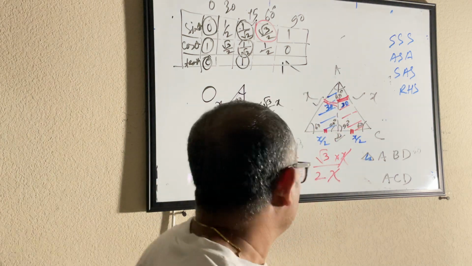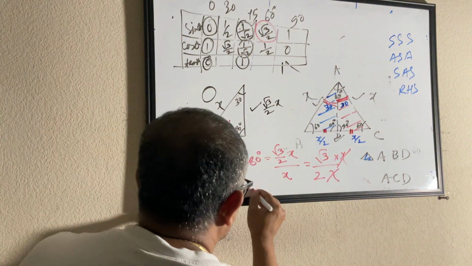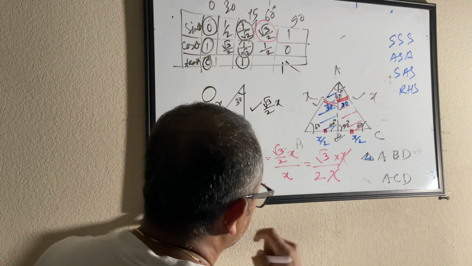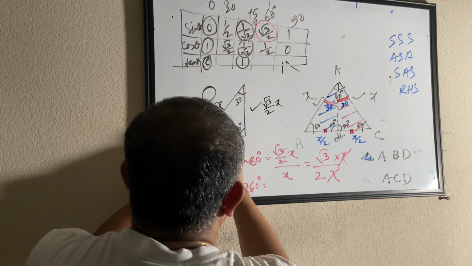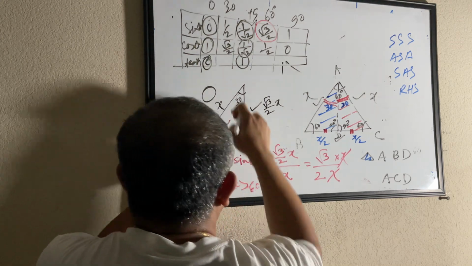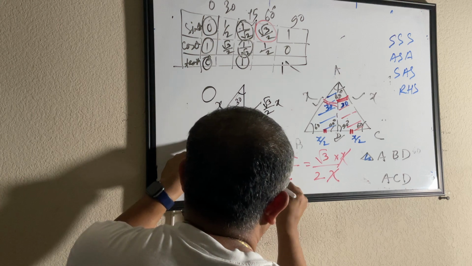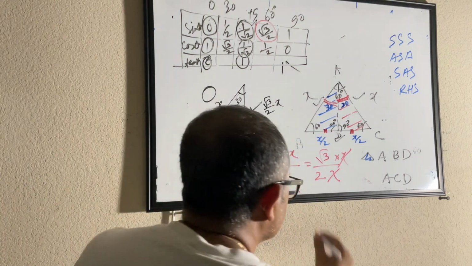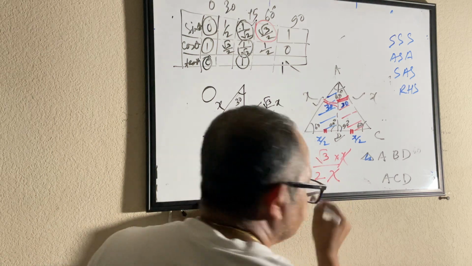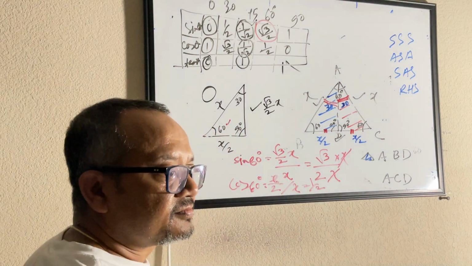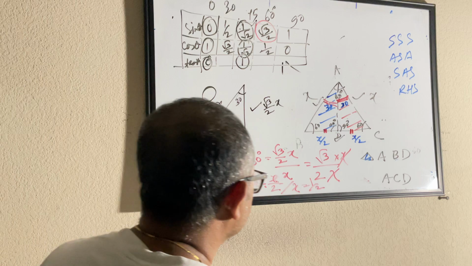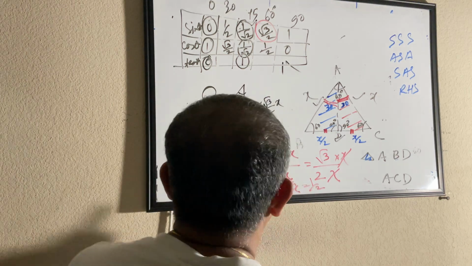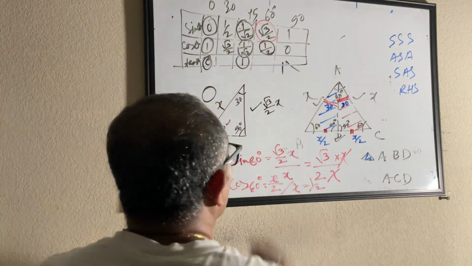Same thing, cos of 60 degree. This is the angle, cos will be adjacent side divided by hypotenuse. So x by 2 divided by x. This gives you 1 by 2. So this one is also proved.